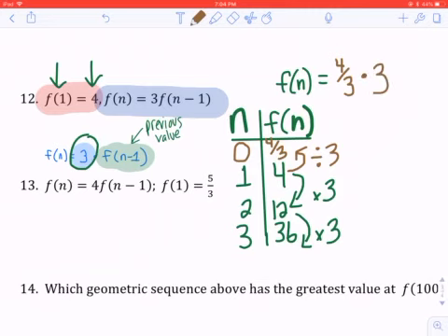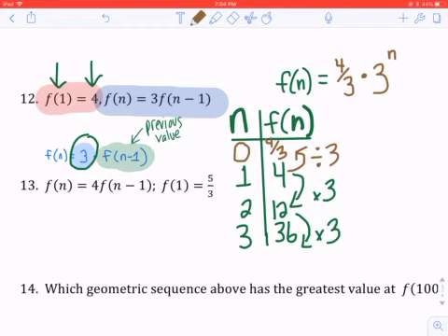So, times 3. And since this is geometric, which means it's dealing with multiplication, it's a geometric sequence, it's also an exponential function, which means I need an exponent for my input. I've got myself a nice explicit function here, explicit formula.